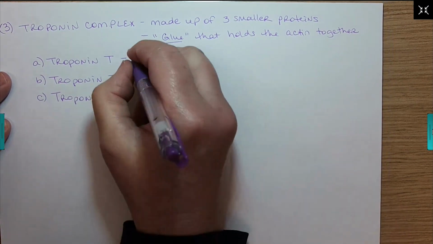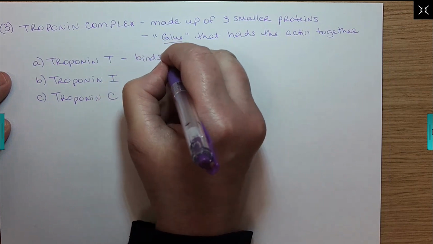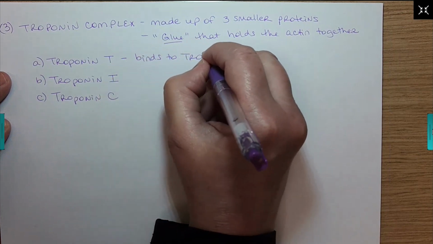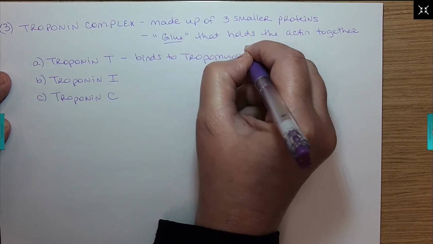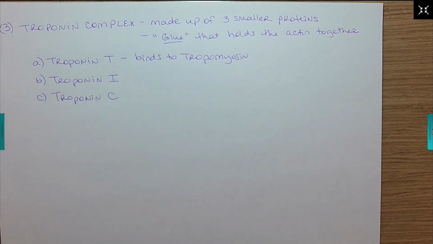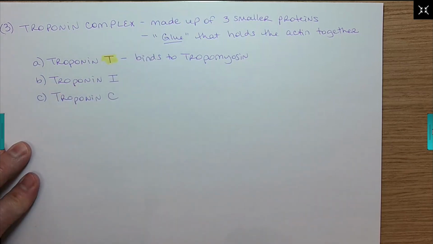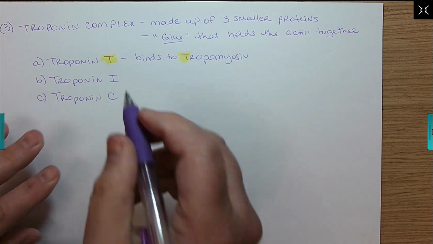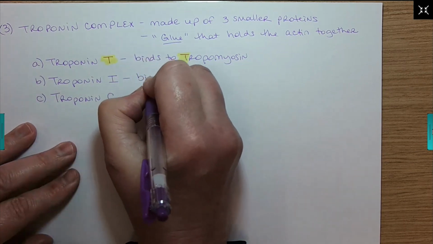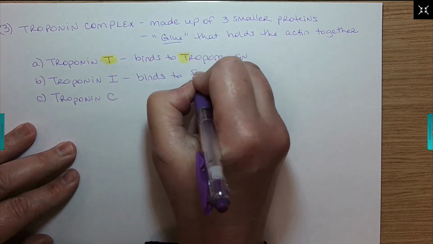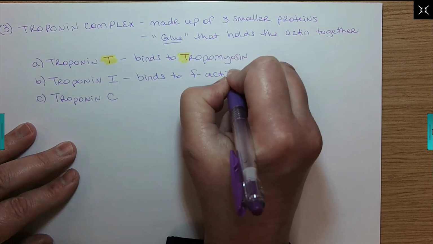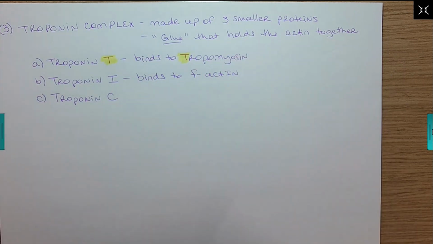Troponin T binds to tropomyosin. Remember, troponin is the glue, so it's holding everything together. So the molecule T connects to the tropomyosin molecule. The troponin I binds to the F-actin molecule.